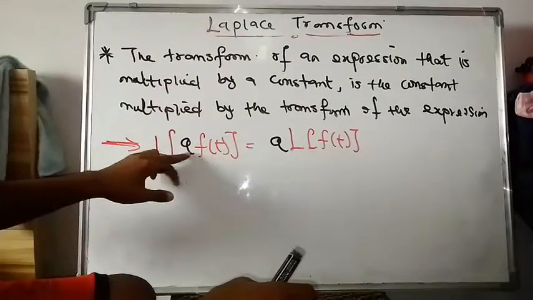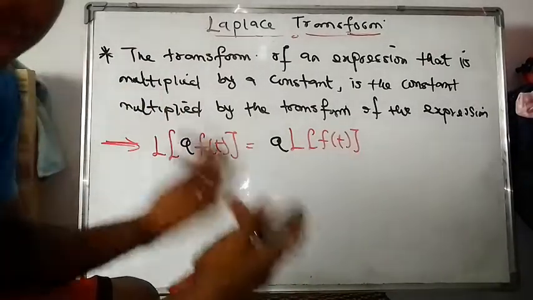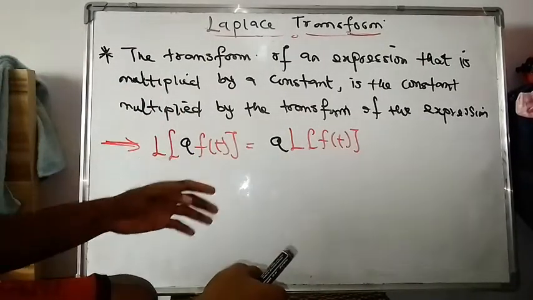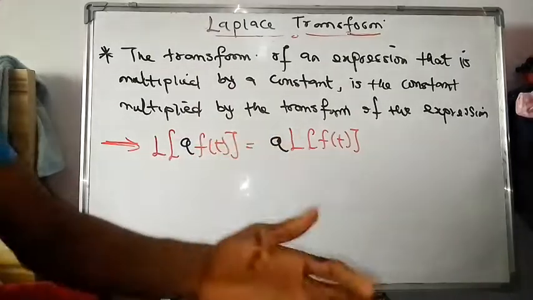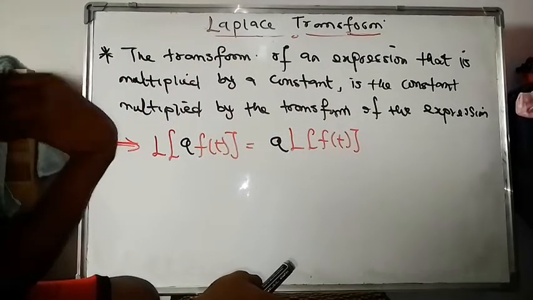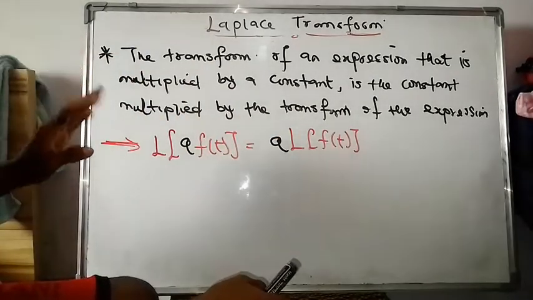So basically we are just taking out this constant, just like when we want to integrate and there's a constant in front of the function we want to integrate. We just take the constant to the front of the integral sign, then integrate what we want to integrate.